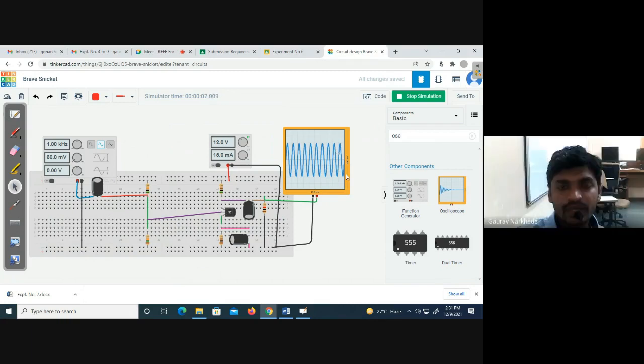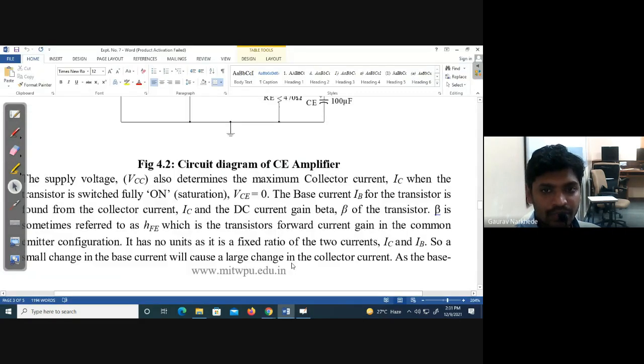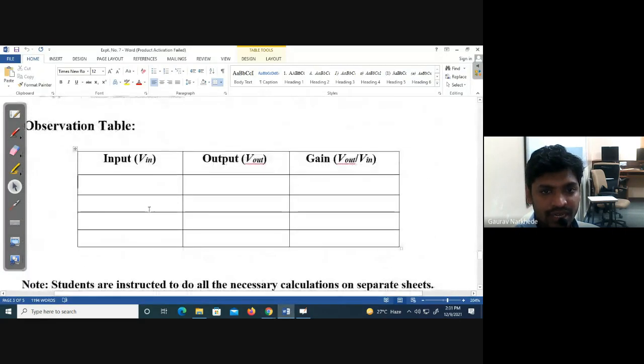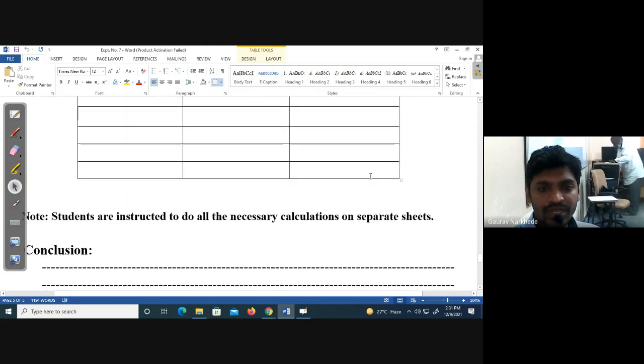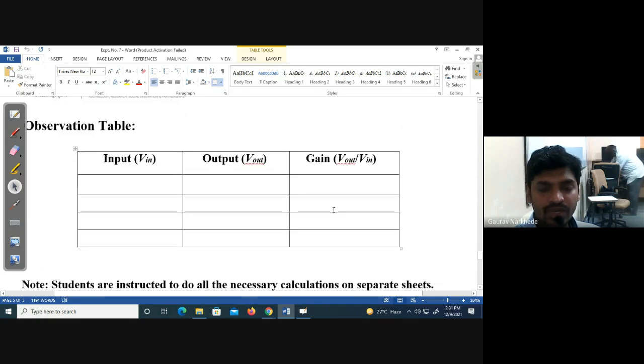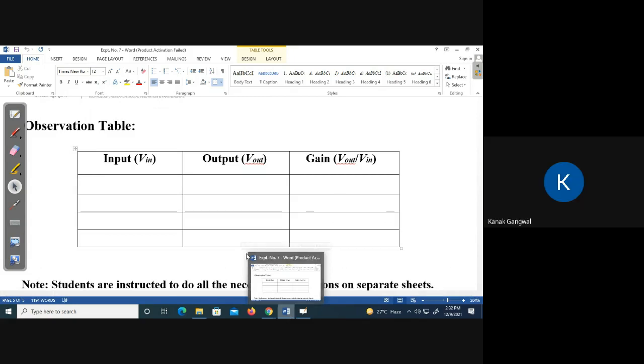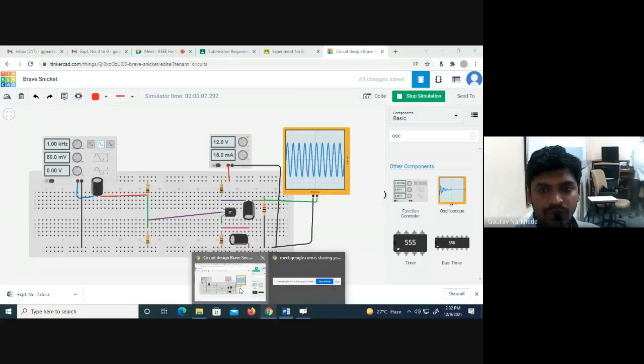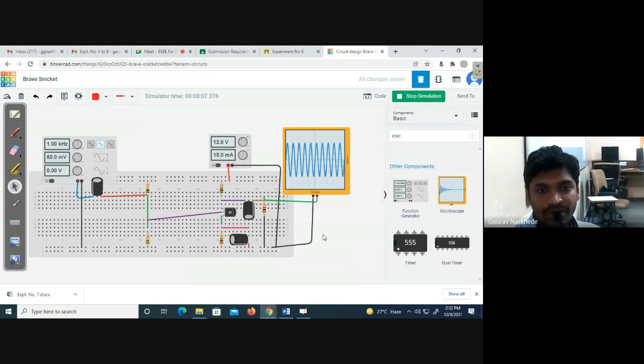So let me go back to the write-up, and then we can see input, output, and then voltage gain. For different inputs, just vary the value of input, note down what output you are getting, and then calculate the gain from input voltage and output voltage. You should get a constant voltage gain for one type of configuration. Correct? Okay. Good. Any problem, anyone?